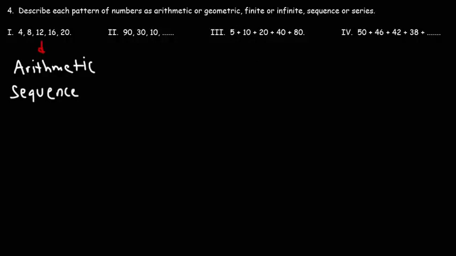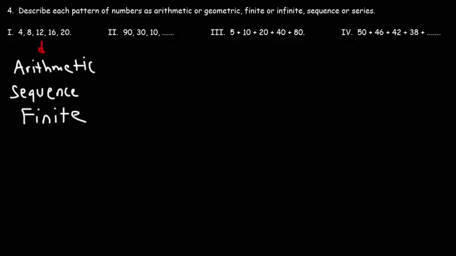Now, is this sequence finite or infinite? It has a beginning and it has an end. We don't have dots that indicate that it goes on forever, so this is finite. So we have a finite arithmetic sequence for number 1. Now let's move on to number 2.